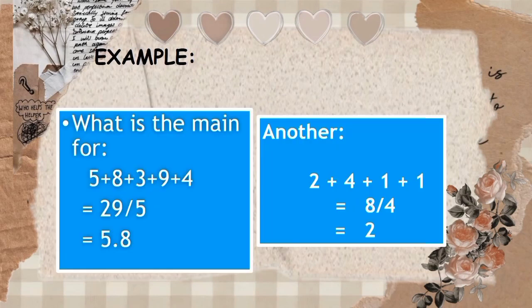Let us look at an example. What is the mean for 5 plus 8 plus 3 plus 9 plus 4? It equals 29, divided by 5, equals 5.8. Another: 2 plus 4 plus 1 plus 1 equals 8, divided by 4 equals 2.